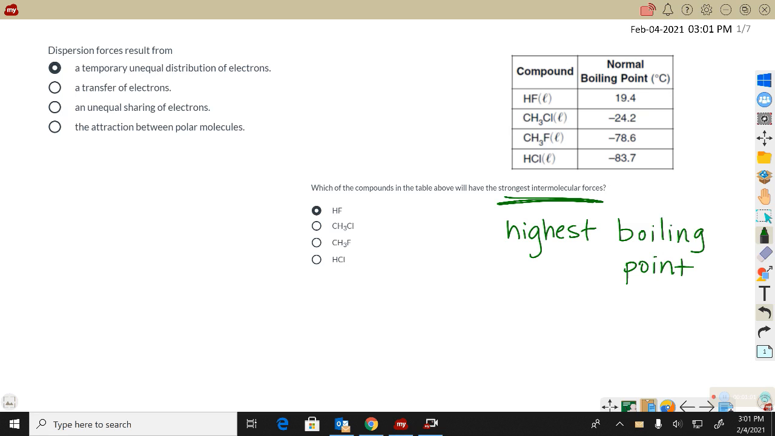You could also look at these and find that the HF should be the one with the stronger hydrogen bonds. And maybe you sketched out the structures. The other ones are all polar molecules, but none of them would have hydrogen directly bonded to an F or N like they are in the HF molecule.